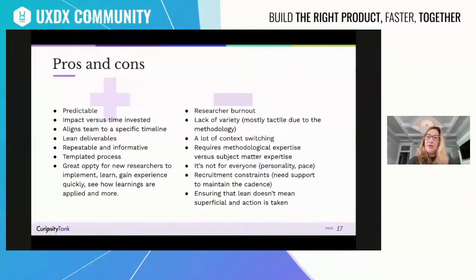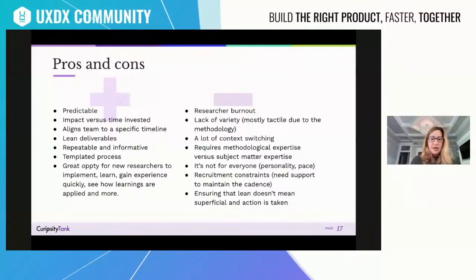Right. There's somewhat of a lack of variety in terms of the methodology because most of the questions are also evaluative. There's also a lot of context switching. You could be running a project for a different team or on a different product or feature every week or twice a month. So you're constantly acquiescing to your environment, which I think is super fun, but that is not necessarily a good fit for everyone.